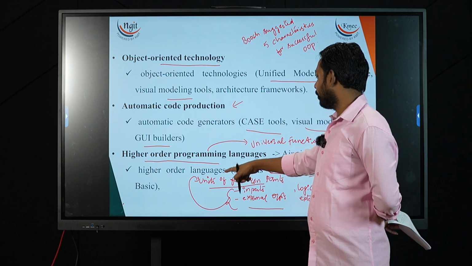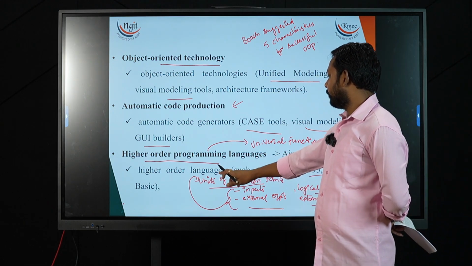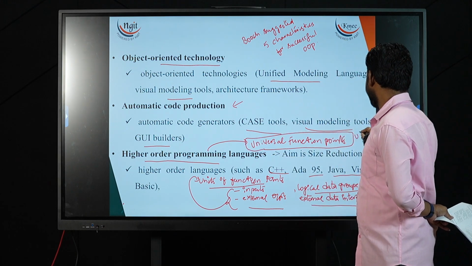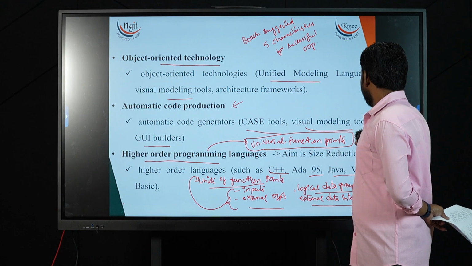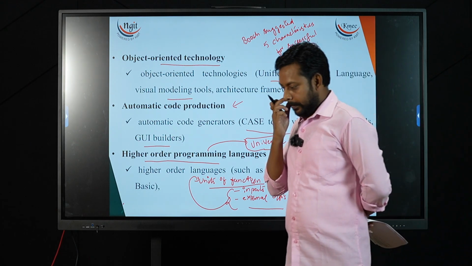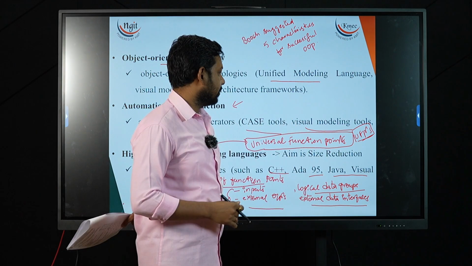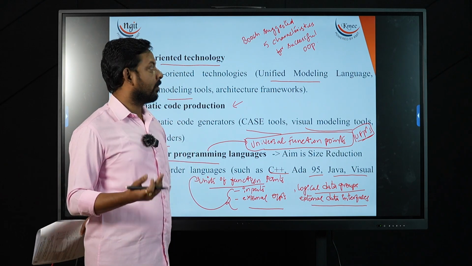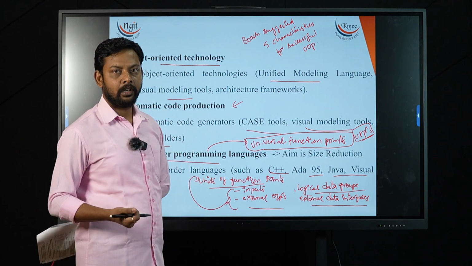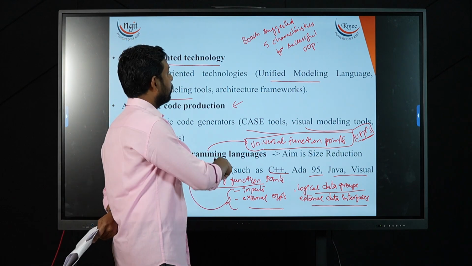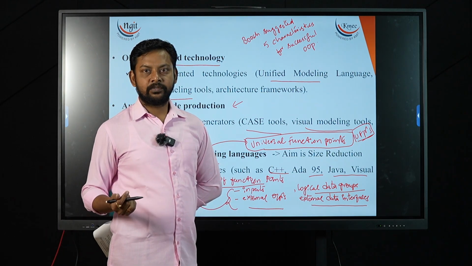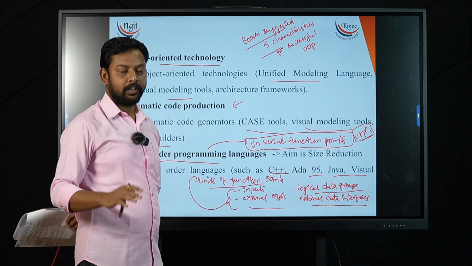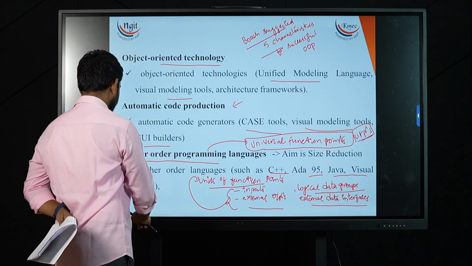So your higher order programming languages focus mostly on these universal function points, also called UFPs. If the number of universal function points is less, the size of your program is also considered to be less. If the number of function points is more, the size of your program is also more. So in order to understand successful OOP concepts, Booch has suggested 5 characteristics which you can review from your PDF.